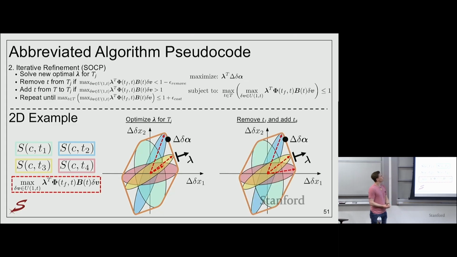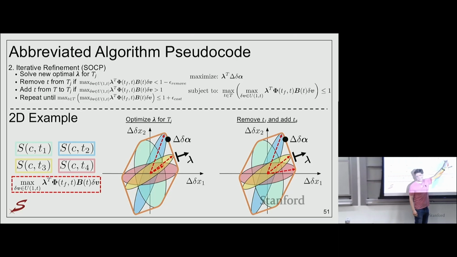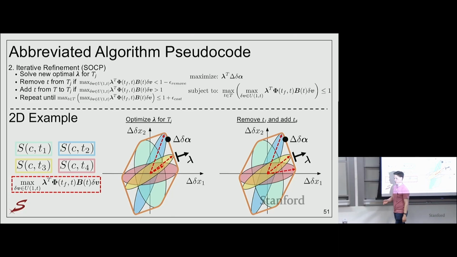So, iterative refinement. We're then going to solve the second order cone program over and over again until we converge. So we take this subset of times, say the T1, T2, T3 that we started with. We're going to solve this program using CVX. That's going to give us a new lambda.